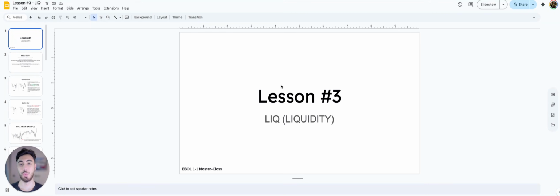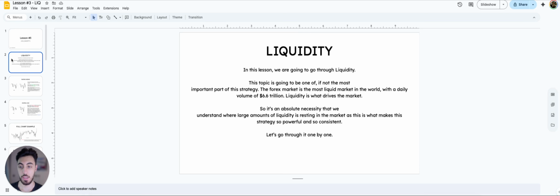Well, welcome to lesson number 3, in which we're going to talk about liquidity. What is liquidity? I'm going to show you the different types of liquidity, and for sure we're going to do some practice at the end on the chart. So first, let's start with what liquidity is. In this lesson we are going to go through liquidity.